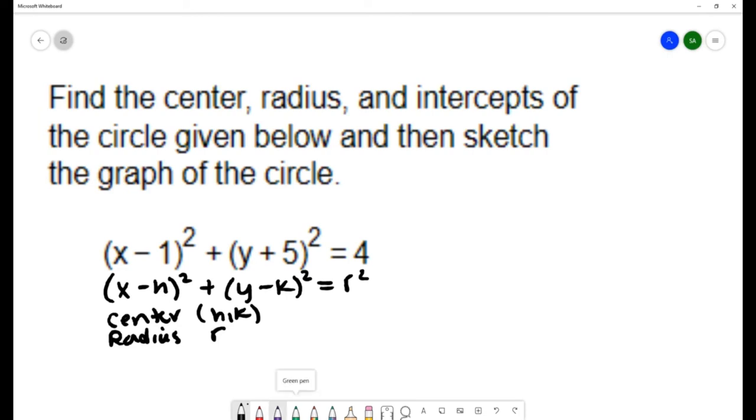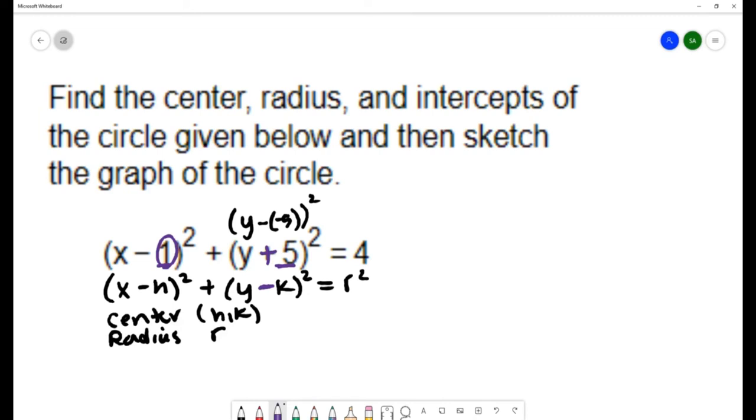So we're going to be able to recognize the center as being (1, -5). So let's talk about why it's -5. There is a minus in my formula and there's a plus here. So I need to fix that. So I could write this as y minus -5, squared. And now my equation matches the formula.